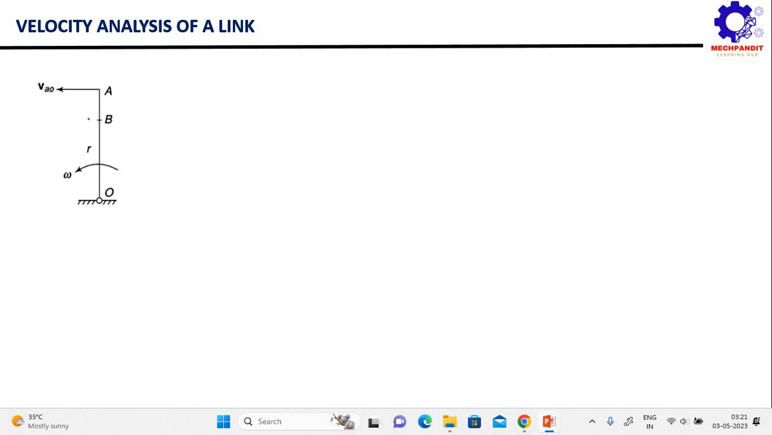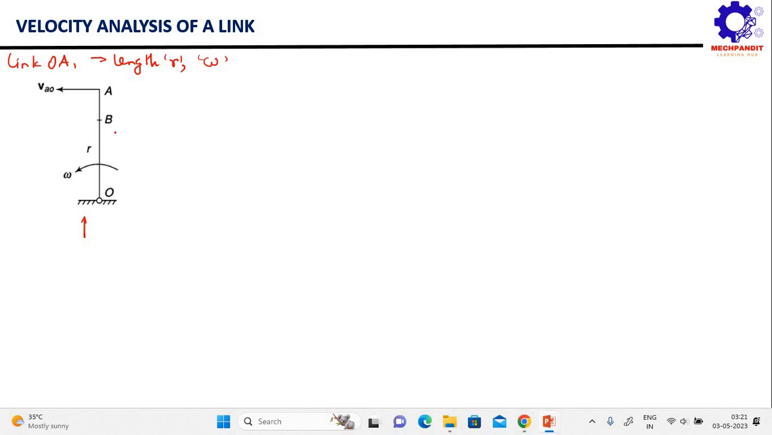Now if you observe this diagram carefully, let us first see what is provided to us. You can see here there is a link OA. This link OA has a length of r. This link OA is rotating at an angular speed of omega. Usually, before conducting the velocity analysis, some data is already provided to us or is available with us.